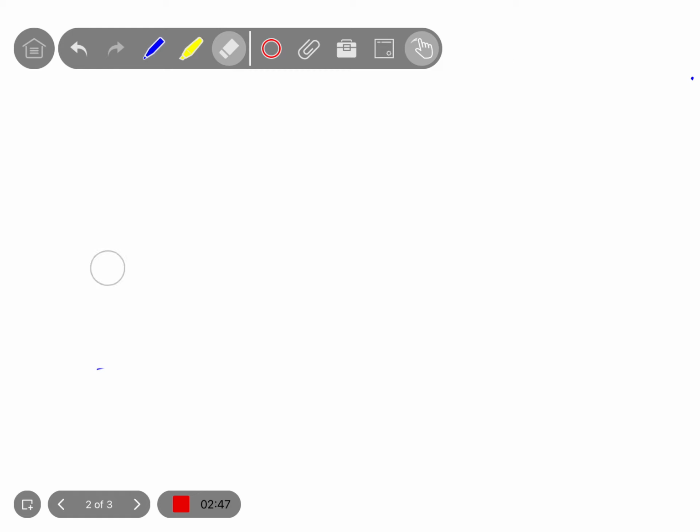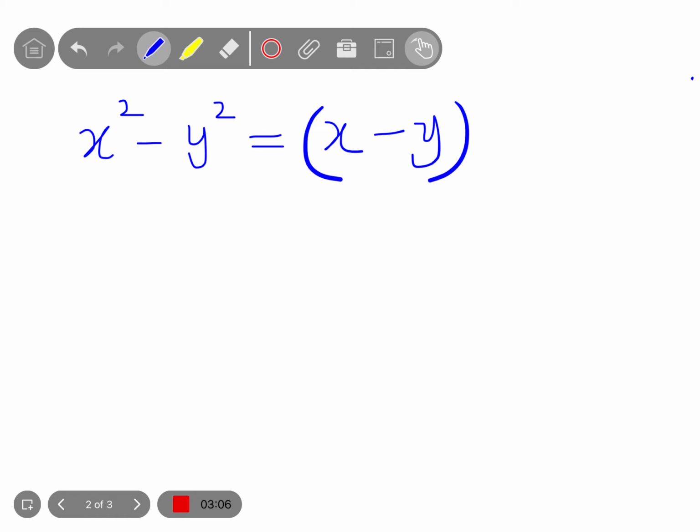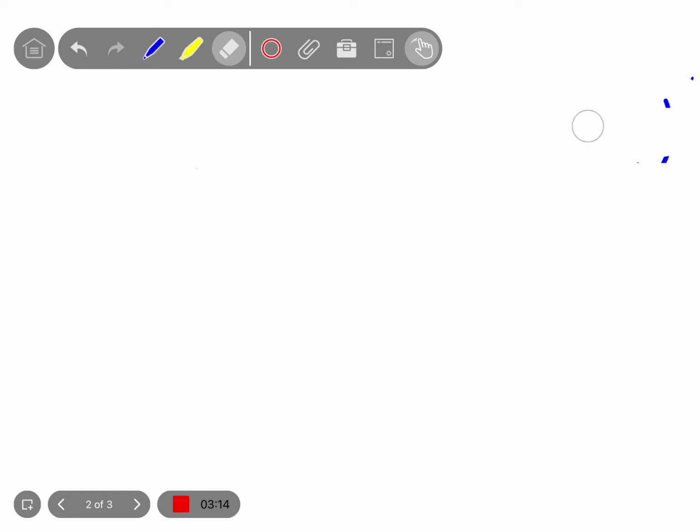So factors of an algebraic expression, we looked at quadratic expressions. There are other types of expressions as well. For example, we know if we have a difference of two squares, the factors of this are x minus y and x plus y. So this is pretty easy, so I just reminded this. And okay, let's go back to our questions then.